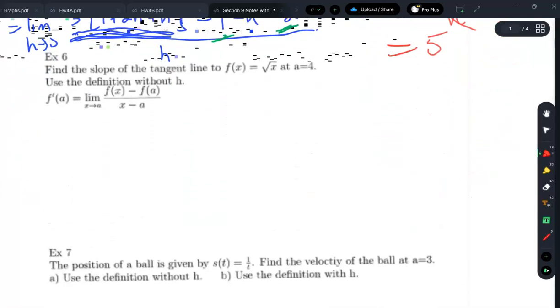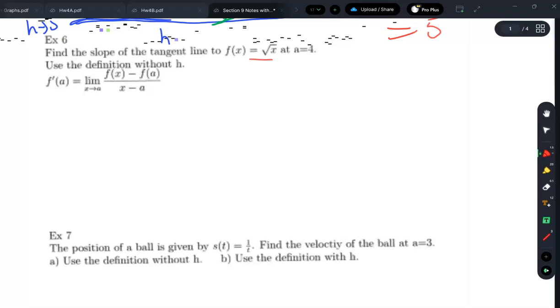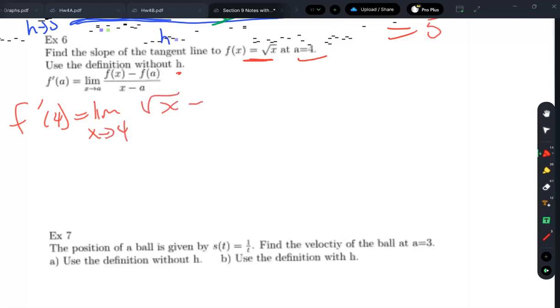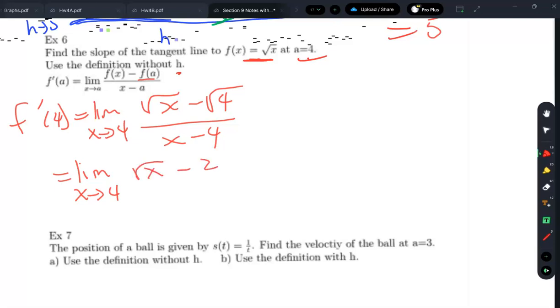All right, let's try this next one. So here I'm asking you to use the definition without h, and at a equals 4. So let's go slow here. Take steps. Limit as x goes to 4. So f of x would be root x minus, and this is you plugging in a, root 4, over x minus 4. Okay, so let's simplify a little bit. So I get root x minus 2 over x minus 4.